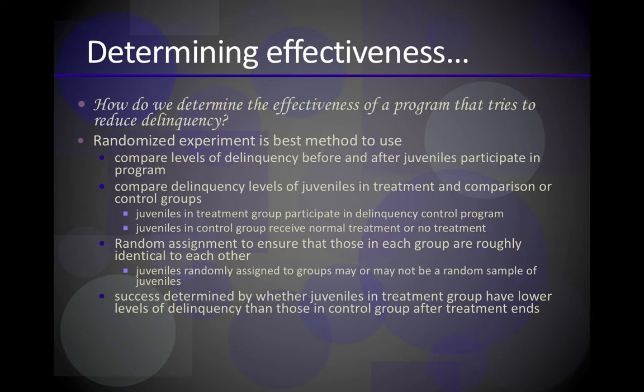Hopefully what we will be able to do is compare levels of delinquency before and after participation in the program. Sometimes we compare delinquency levels of juveniles in treatment with a comparison or control group. Ideally, we would randomly assign people to ensure that those in each group are roughly identical to each other. Success would then be determined by whether juveniles in the treatment group have lower levels of delinquency than those in the control group after the treatment ends.